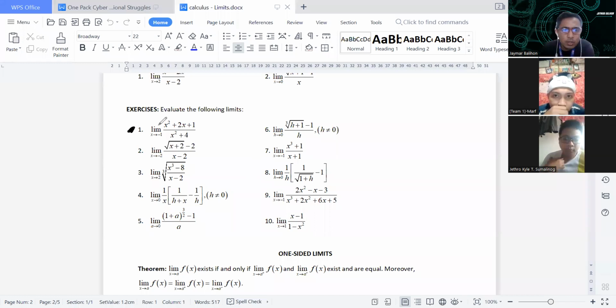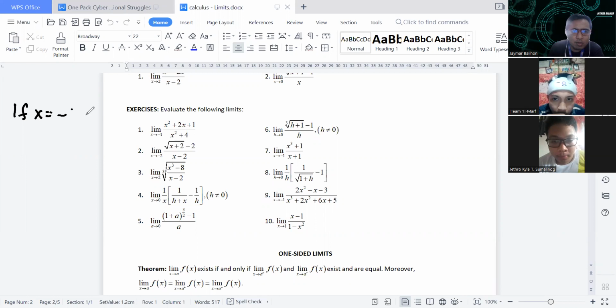So, number 1. Evaluate the following limits. In number 1, this is your function: x squared plus 2x plus 1 all over x squared plus 4. And it is evaluated as x approaches negative 1. So the very first thing that you will do is to substitute this fixed point to this function. If x is equal to negative 1, then we use the function, the negative 1 squared. So you will be replacing negative 1 to each value of x.